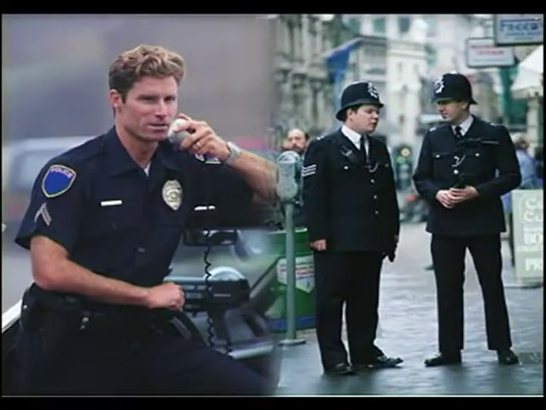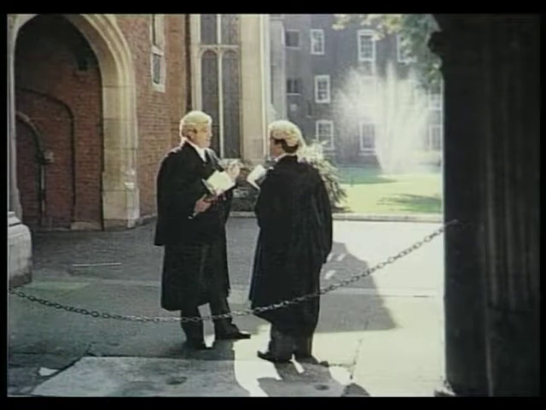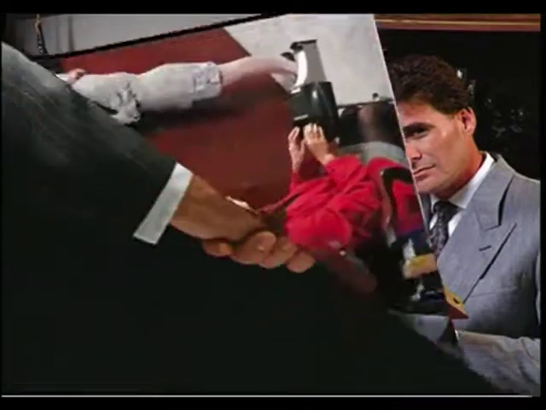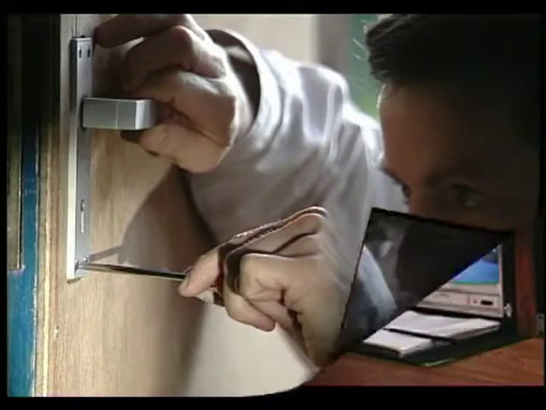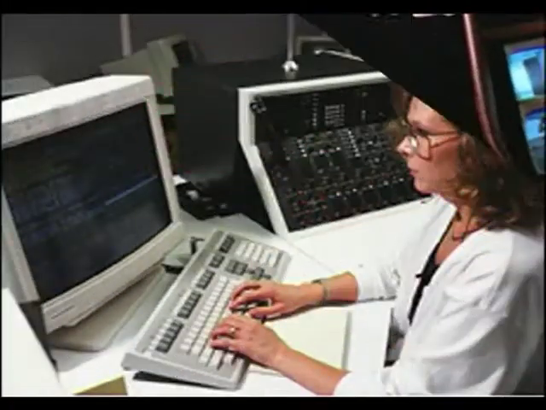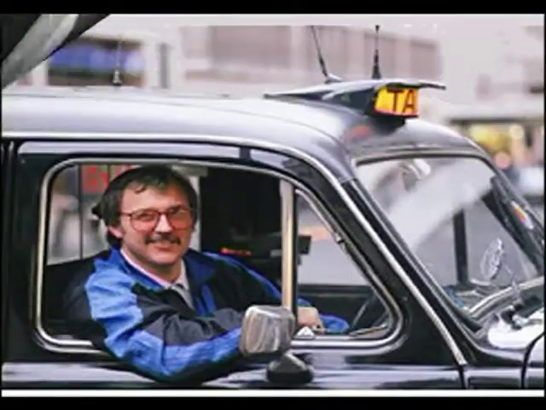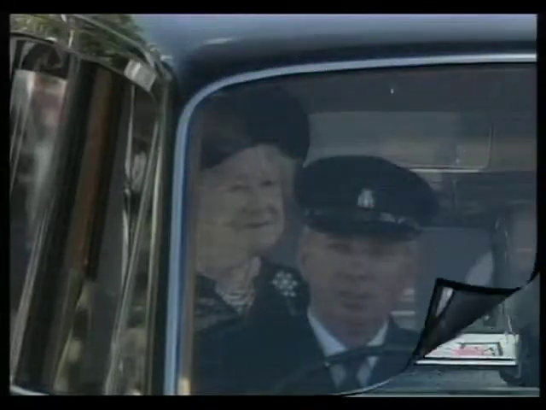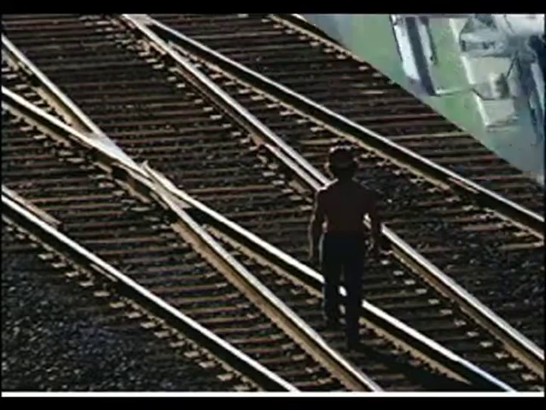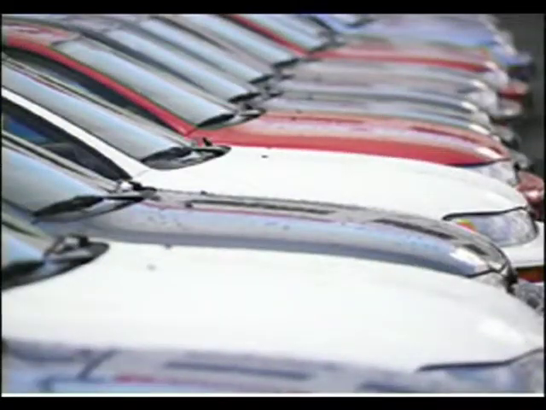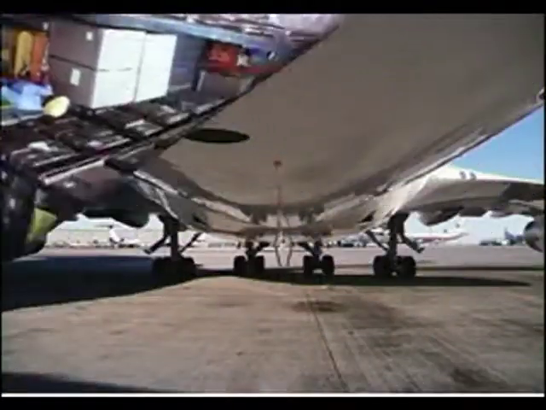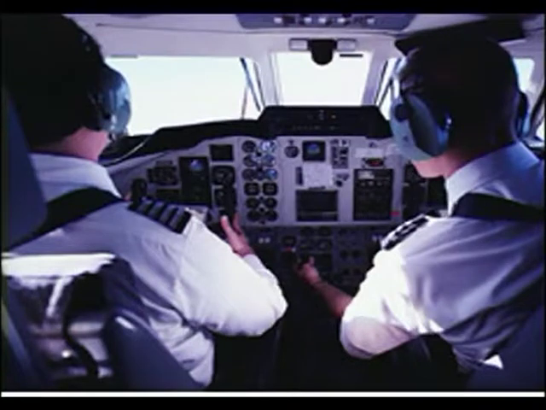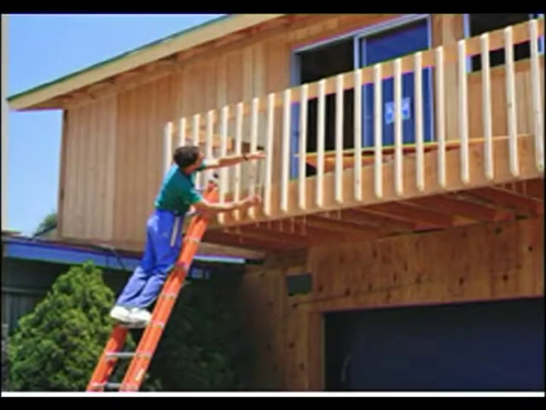Let's now look at some of the Libran occupations. Policeman, judge and barrister, lawyer and solicitor, diplomats, public relations officers, locksmiths, security guards, computer operators and programmers, taxi drivers, chauffeurs, racing drivers, railway engineers, car manufacturers, packers, airport baggage staff, aeroplane pilots, librarians, telephonists, and painters and decorators.